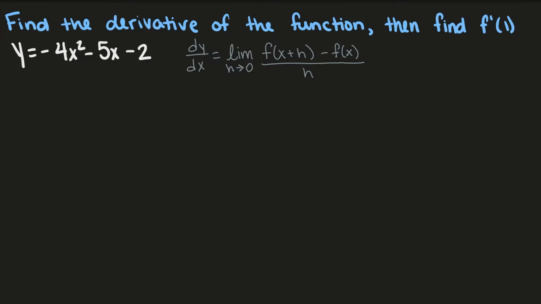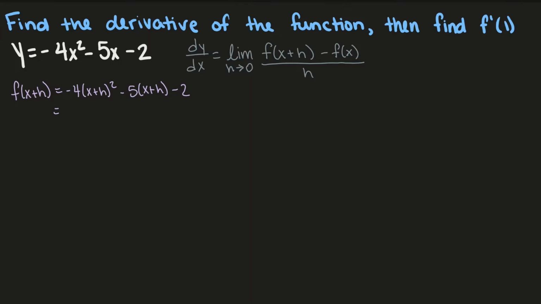Let's start by finding f of x plus h. So everywhere that there is an x, we want to plug in x plus h. So f of x plus h is going to be negative 4 times x plus h squared minus 5 times x plus h minus 2.